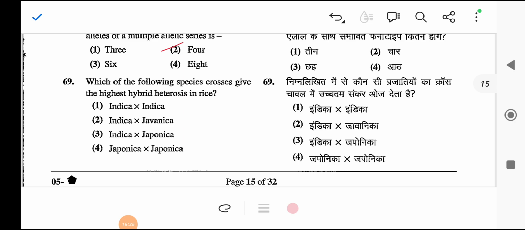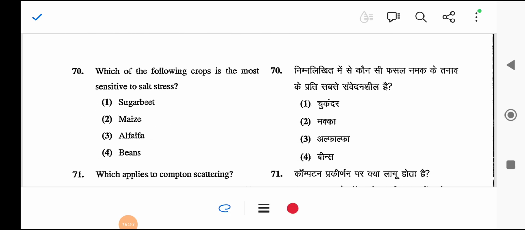Next is, which one of the following species crosses gives the highest hybrid heterosis in rice? Heterosis is when the F1 generation is better than the parental generation. So indica and japonica, when they are crossed, give the highest hybrid heterosis. Next one is, which one of the following crops is the most sensitive to salt stress? Beans are the most sensitive to salt stress.